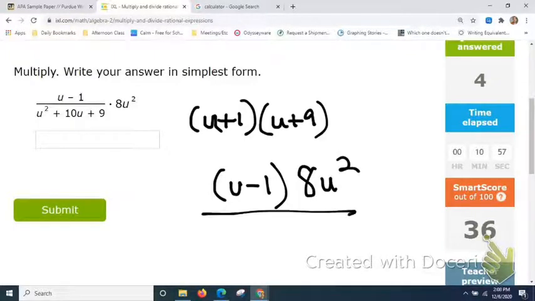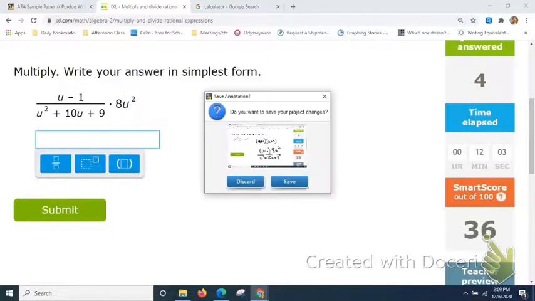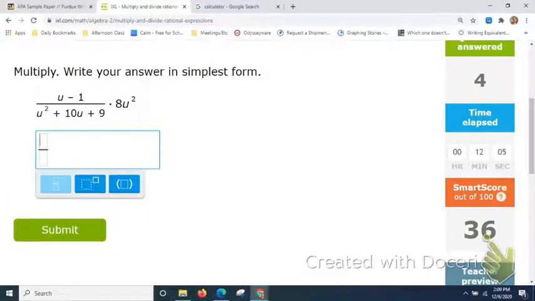The 8u squared could go first, but I could put the factored form down here, or I could just retype it the way it is. So since nothing canceled, to simplify this, it just becomes one fraction with the 8u squared in the numerator. The u minus 1 does need to be in parentheses though. And you can write the 8u squared first or second. If it makes more sense to you to just leave it in the same order, that's fine.